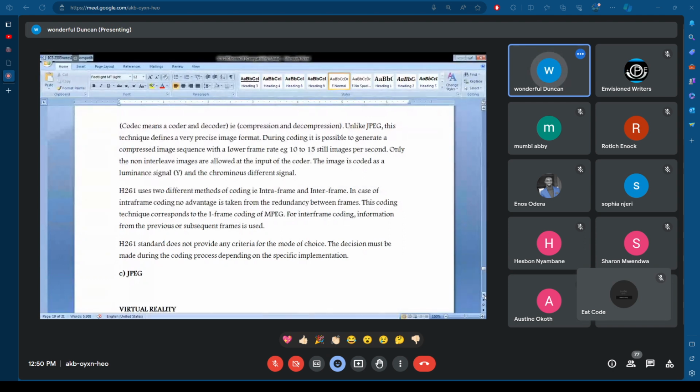During coding, it is possible to generate a compressed image sequence with a lower frame rate, e.g. 10 to 15 still images per second.